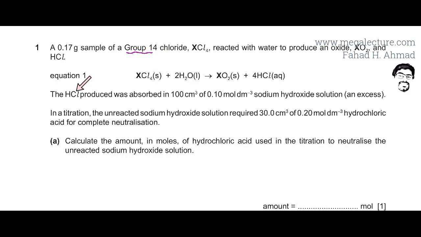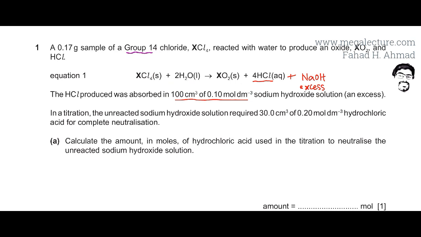It then reads that the HCl produced was absorbed in 100 cm³ of 0.1 mol/dm³ sodium hydroxide in excess. So here is the HCl that has been produced reacting with the excess NaOH, and I can tell you exactly what amount of NaOH is being used in this reaction. It's 100 cm³ of 0.1 mol/dm³ NaOH.